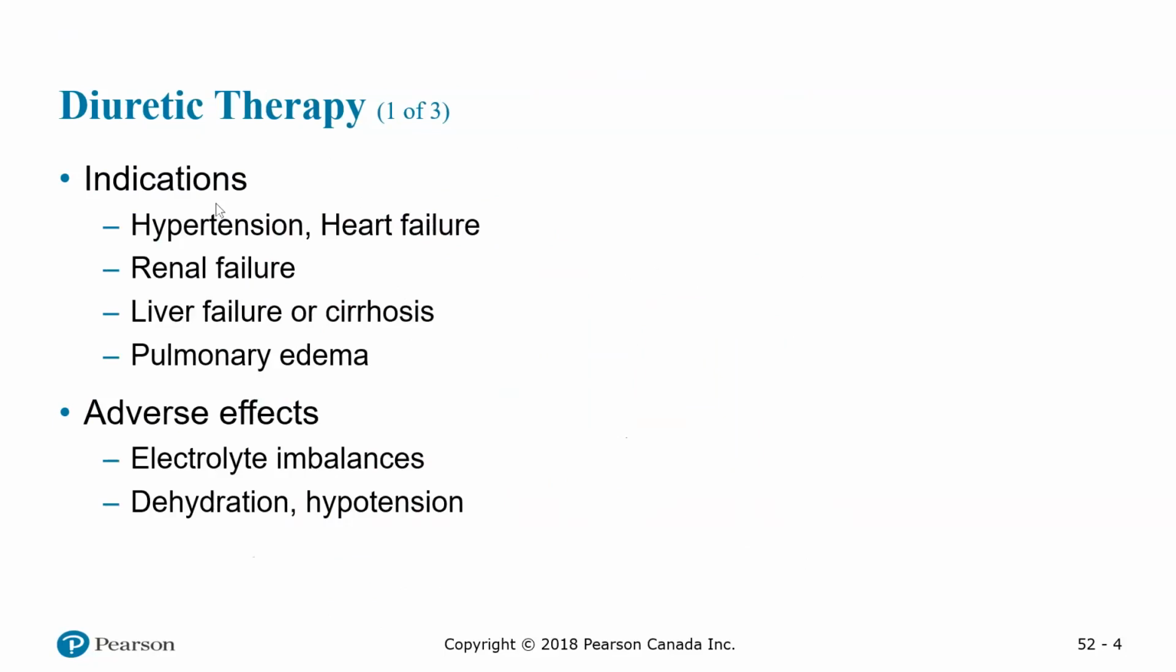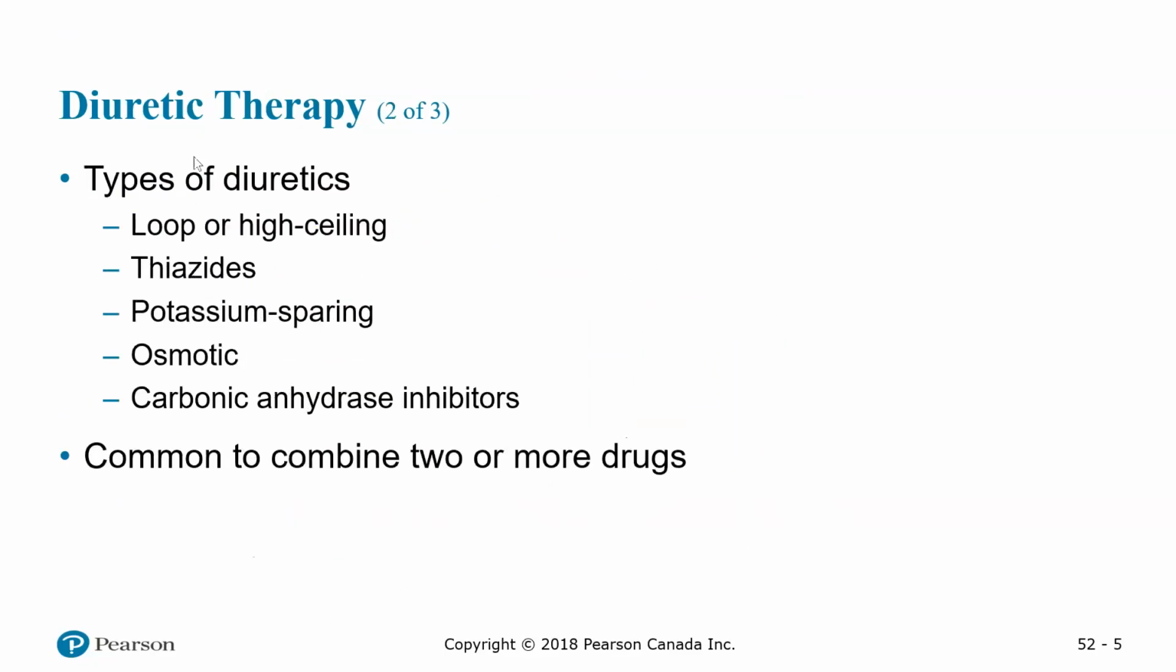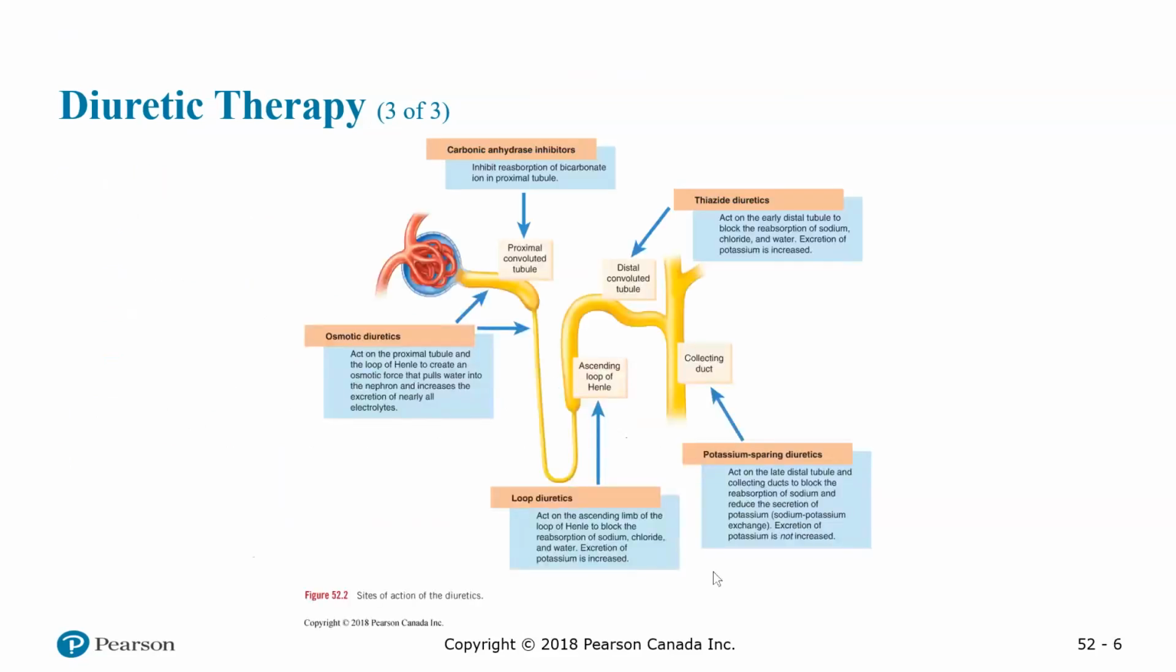And when we give diuretics, the indication is usually for hypertension, heart failure, renal failure, liver failure, or pulmonary edema. And the adverse effects are always electrolyte imbalance, dehydration, or hypotension. It's a fine line as we actually assess that. The types of diuretics are loop or high ceiling diuretics, thiazides, potassium-sparing diuretics, osmotic, and carbonic anhydrase inhibitors. And we often combine two or more of these drugs. So let's just look a little closer at this.